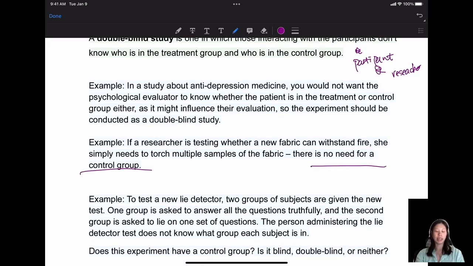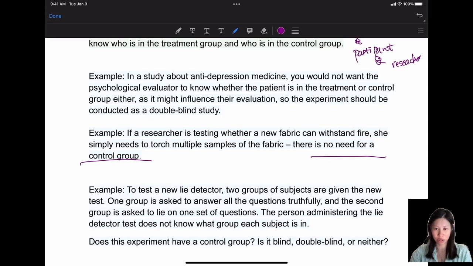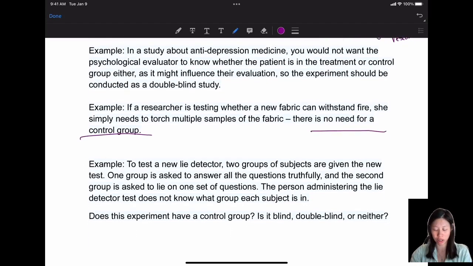So, to test a new lie detector, two groups of subjects are given a new test. One group is asked to answer all the questions truthfully, and the second group is asked to lie on one set of questions. The person administering the lie detector does not know which group each subject is in. Does this experiment have a control group? Is it blind, double-blind, or neither?